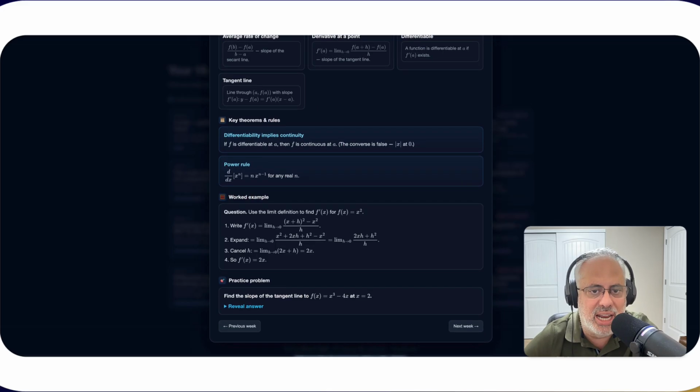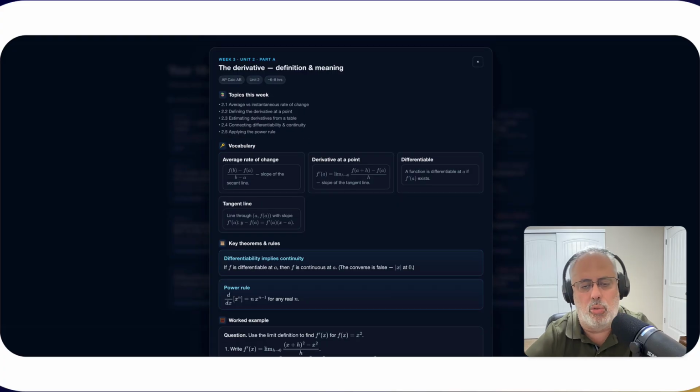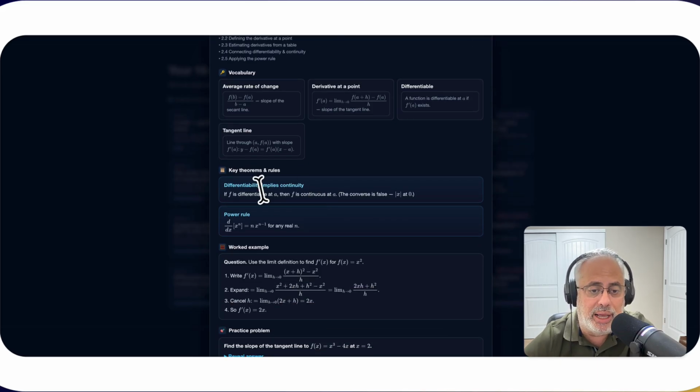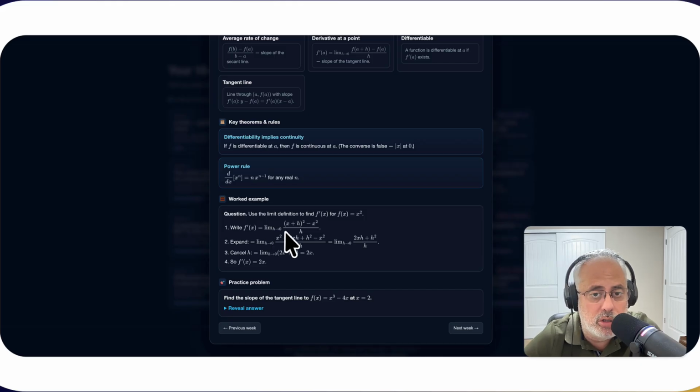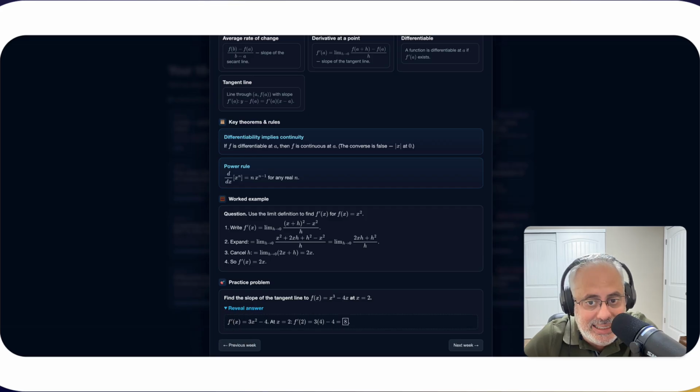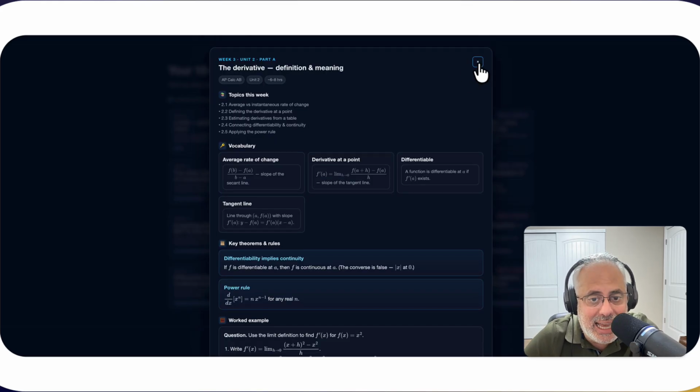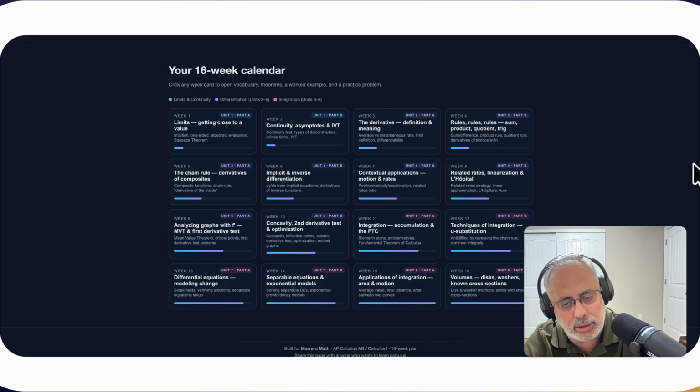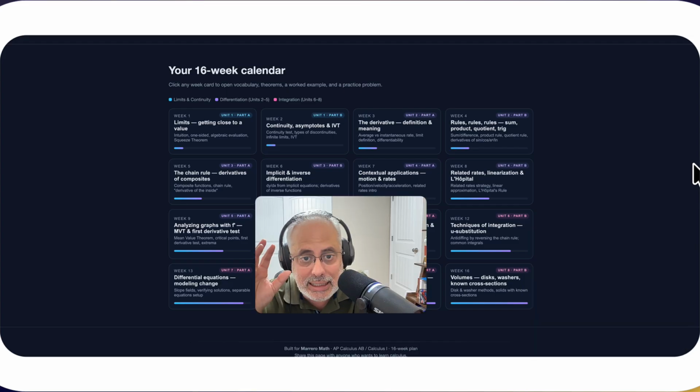Next week, we have the same. We start with derivatives, we start with the definition, we start with the meaning, we start with the vocabulary, we start with important theorems like the relationship between differentiation and continuity. And we have the power rule. We have a question, and when you apply the definition of derivative, you have practice problems with the answer. So this is the idea: a very well organized calendar for you to target the entire course.